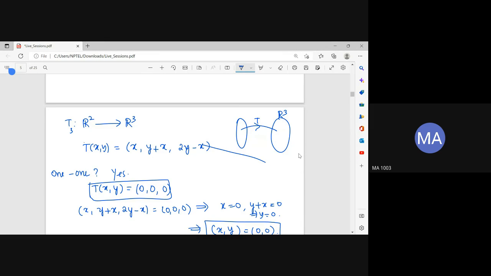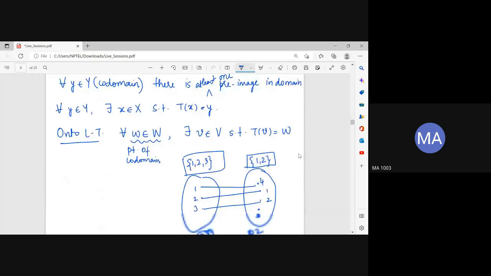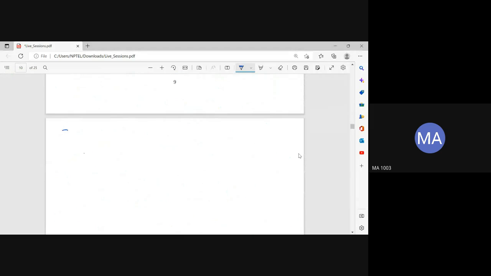So by taking an element from the codomain, checking whether its preimage exists or not. Let me pick T1 from R to R3. Here the dimension of the codomain is 3. We need to check the dimension of the range. Okay, fine. But how will you check what is the range?